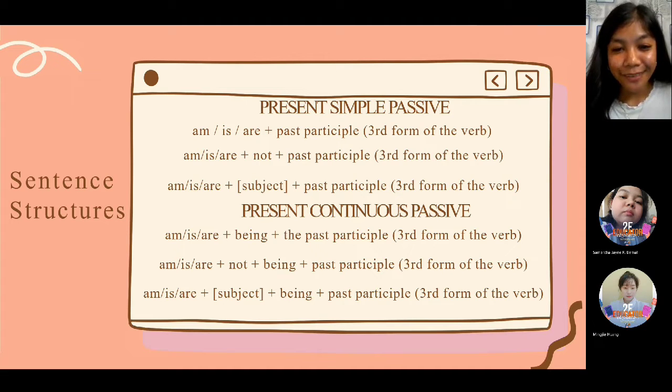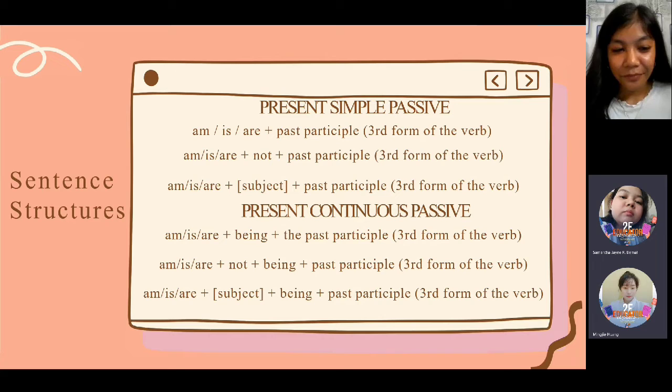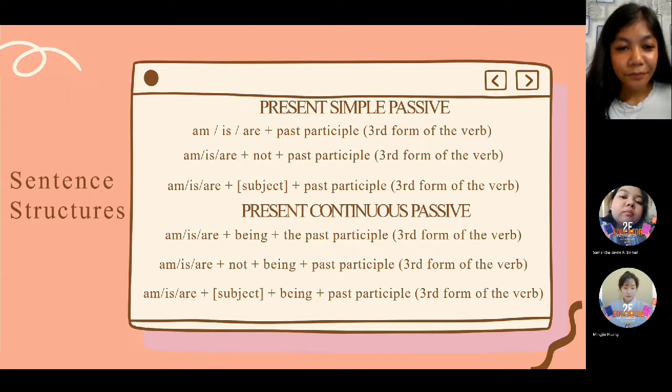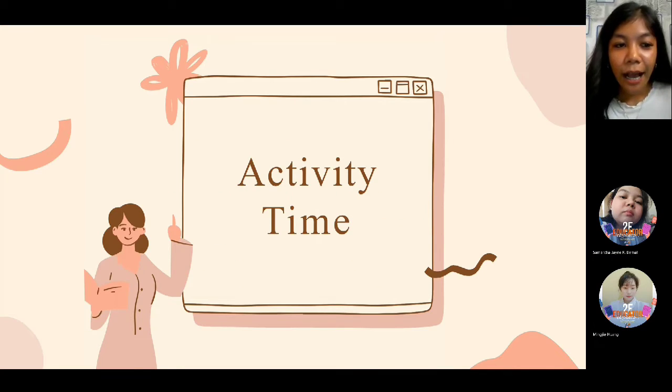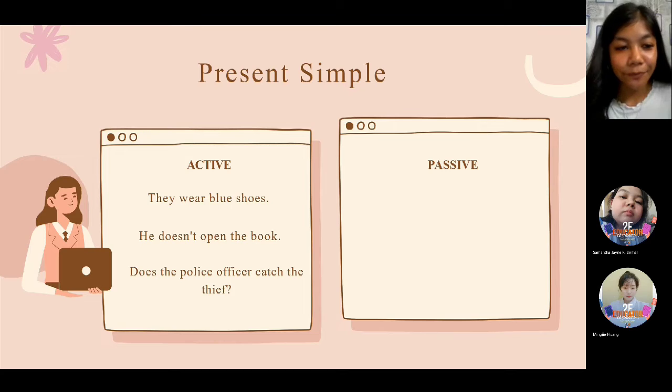Are you class ready? Yes, ma'am. For today's activity, I prepared three sentences in each verb tense. Are you class ready? Yes, ma'am. I will give you 5 minutes to answer the 3 sentences. You may write your answers on our chat box, and this will be part of your activity 1. And yes, it is recorded. So let's start. You may start now.